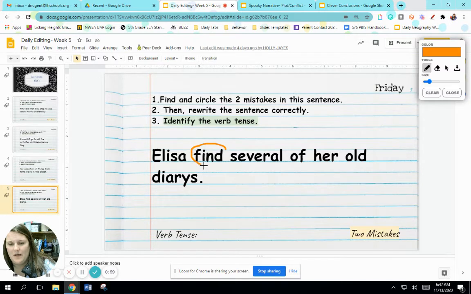All right, I have a capital at the beginning, a period at the end. It's not a question, so I know that's good. So it must be something else. First, I think, oh, wow, that sounds a little weird, right? Because didn't she already find it? So if I want to make that past tense, there's a hint for your verb tense too. I want to make this found.